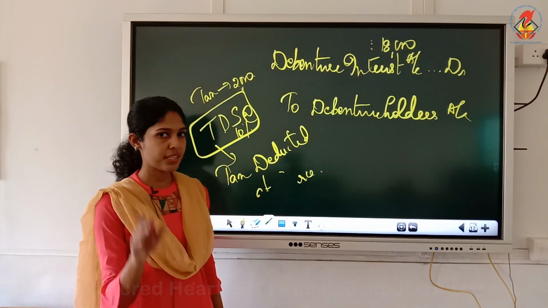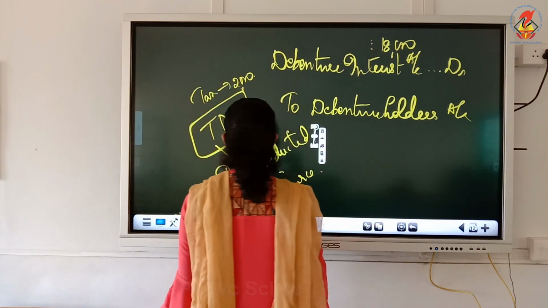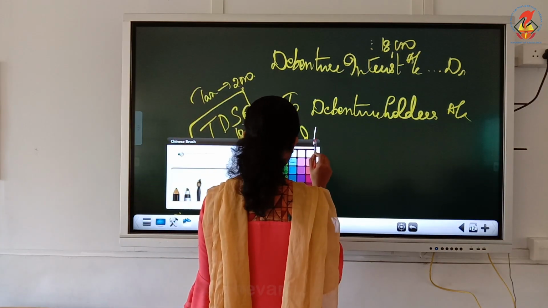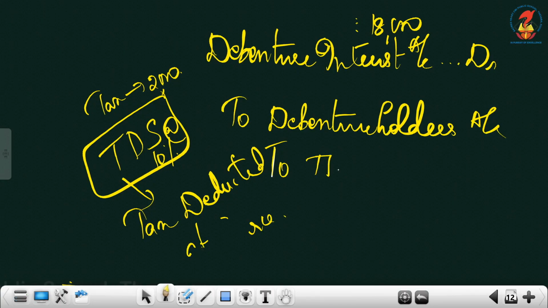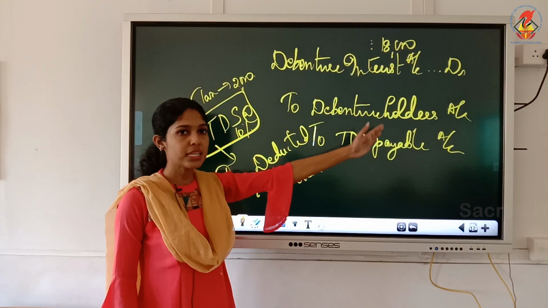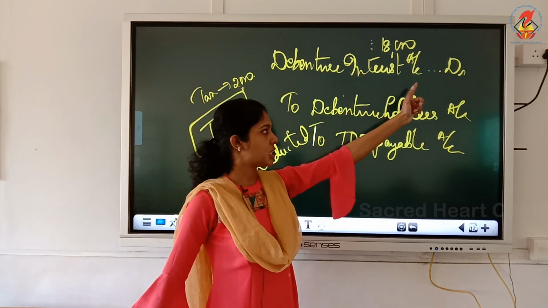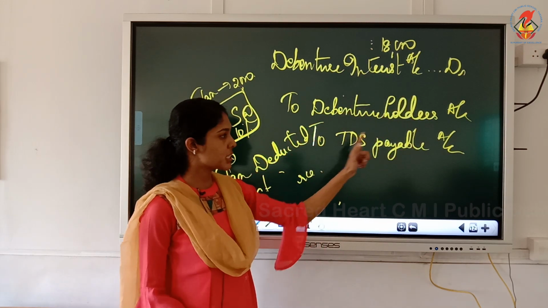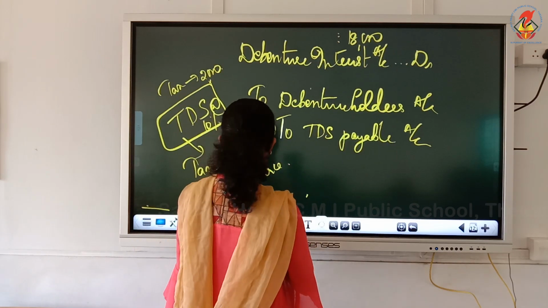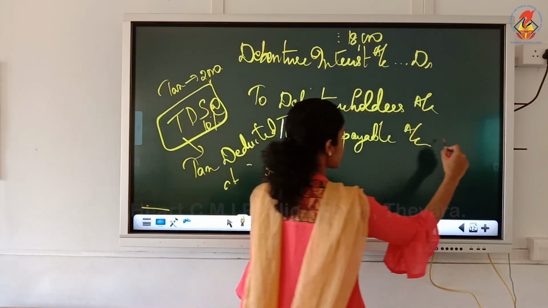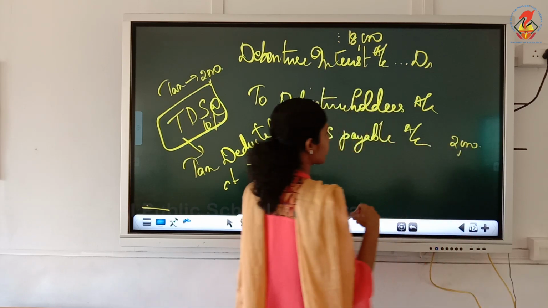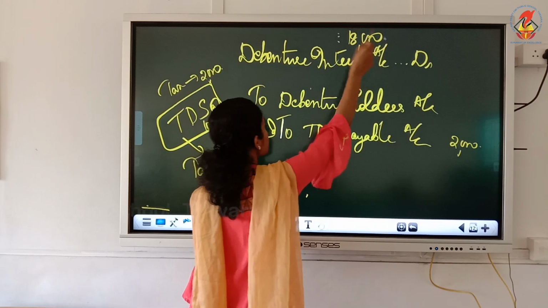Since it is the company's liability, we will write it as to TDS payable. Why are we writing it as to TDS payable? Because it has become the liability of the company to pay this 2,000 to the government. So this is actually a compound entry. Debenture interest debtor to debenture holders to TDS payable. How will you write the amounts? We will see that. Debenture interest, it's actually 20,000, but since we deducted 2,000, debenture interest, the actual amount we will write.